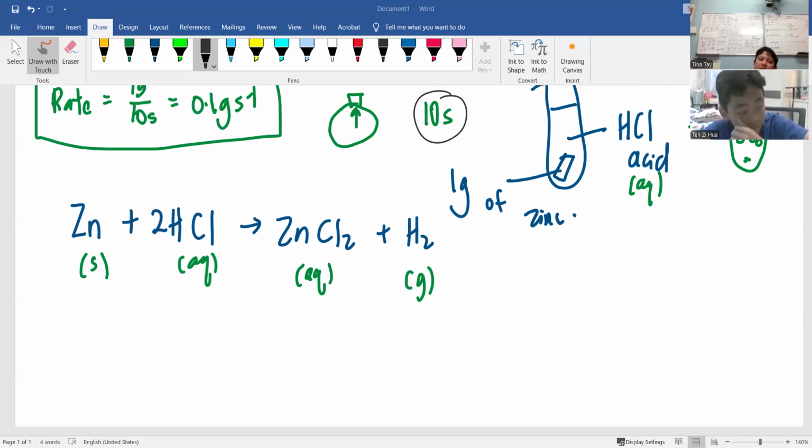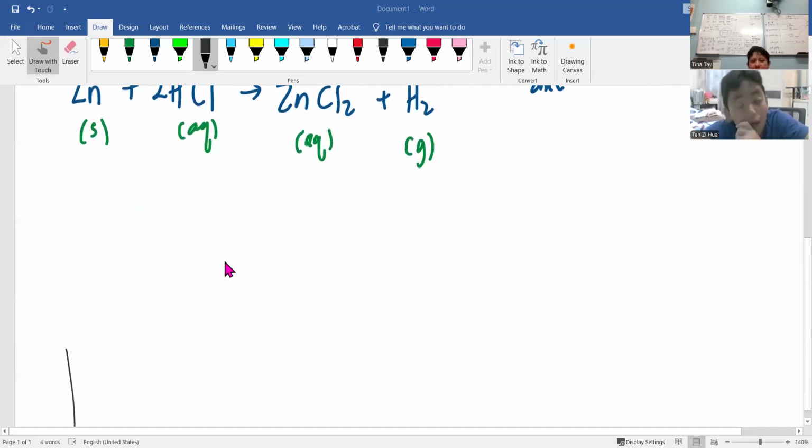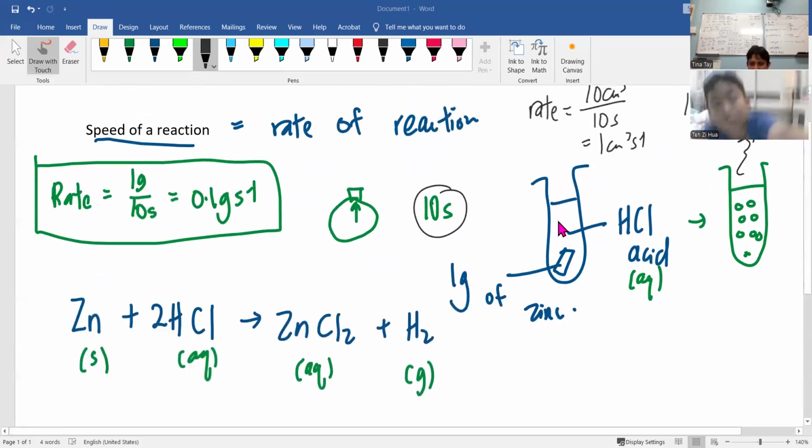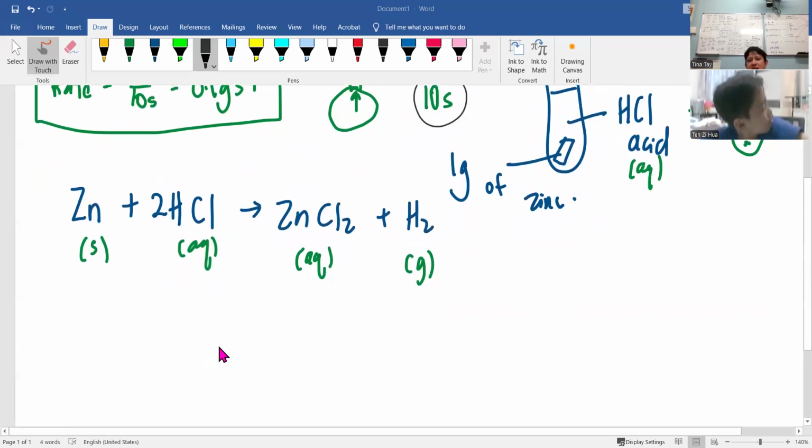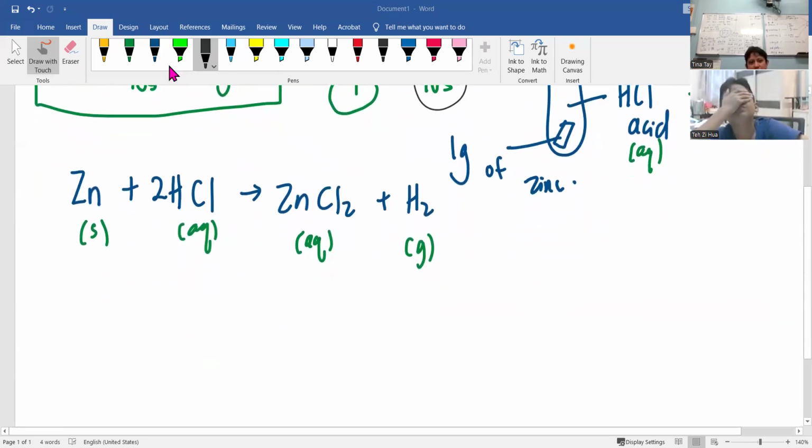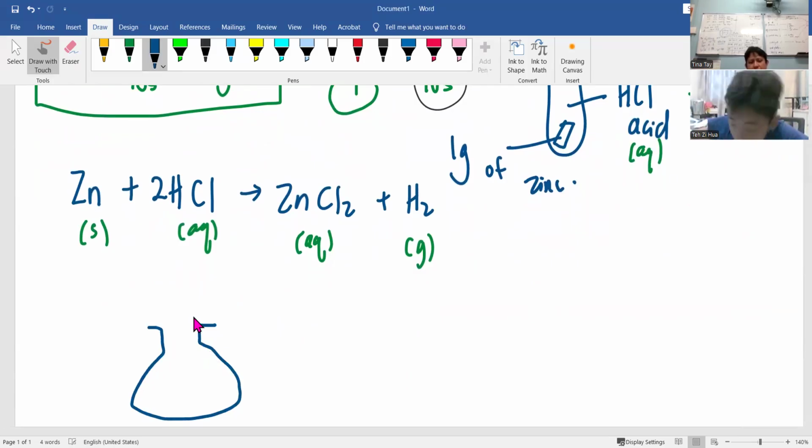So what happens is we use different apparatus. I'm just going to talk about this reaction, the zinc and hydrochloric acid. So let's say I do this. Can you tell me what this apparatus is? Conical flask. Yes, correct. So zinc.